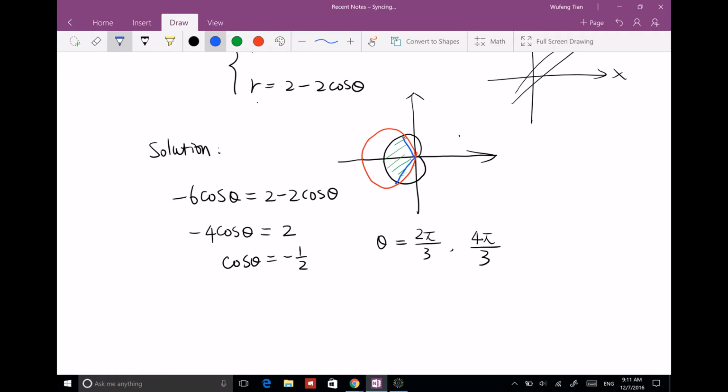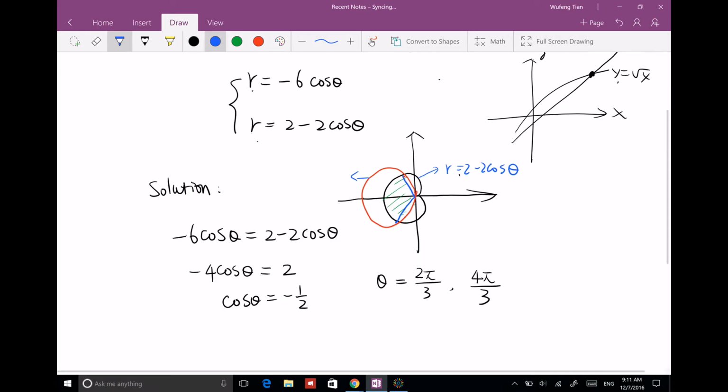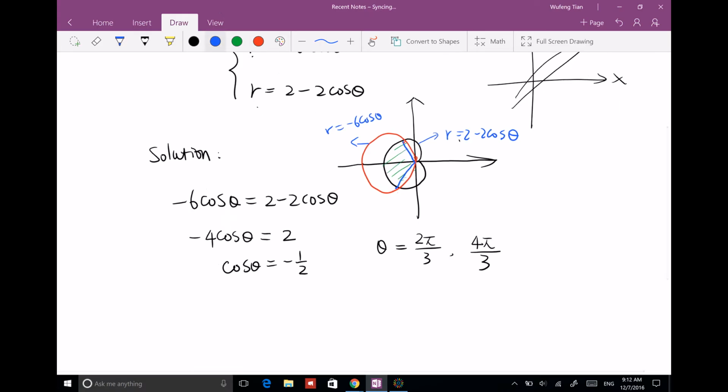You can see that from 2 pi over 3 to 4 pi over 3, I can use the second curve, which is r equals 2 minus 2 cosine theta. This other curve is r equals negative 6 cosine theta. For the blue part, I can use this curve. But there is another part, a small part of the green. You can see there's a green part here, right?